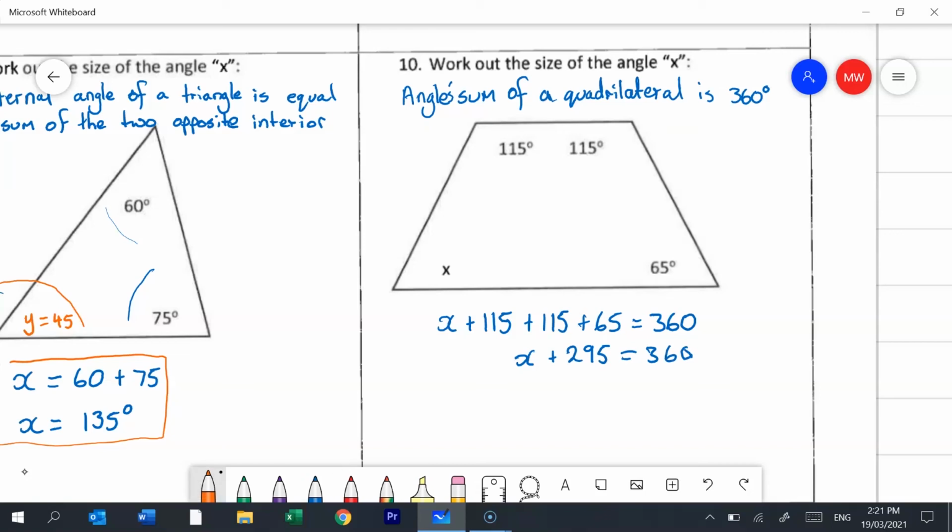Changing to the balance method, it says to add 295, so I'm going to subtract 295, which will eliminate it. Anything I do to one side, I must do to the other. All I have left is x, and on the right, all I have left is 65 degrees. So x is 65 degrees.